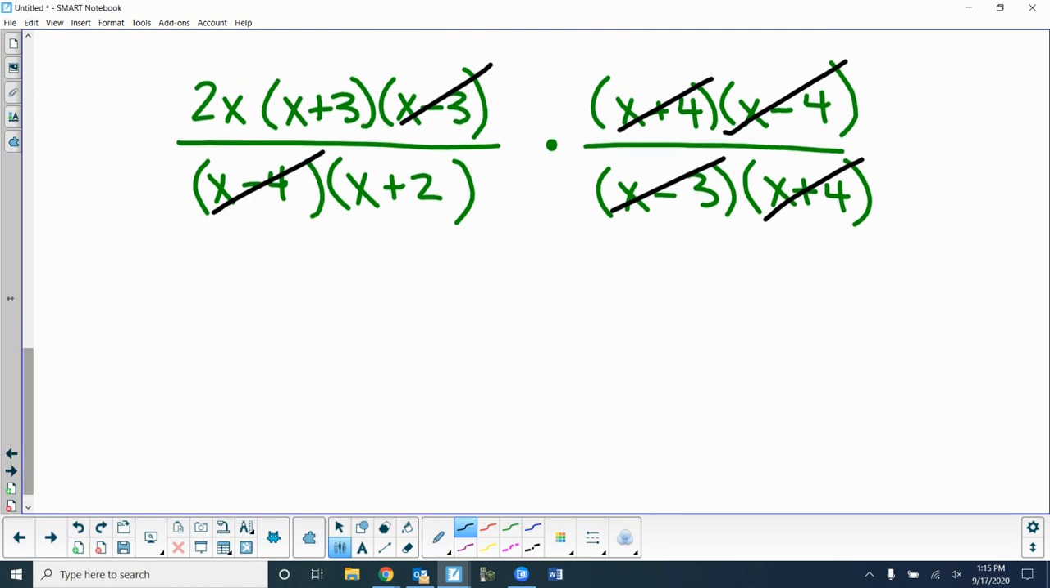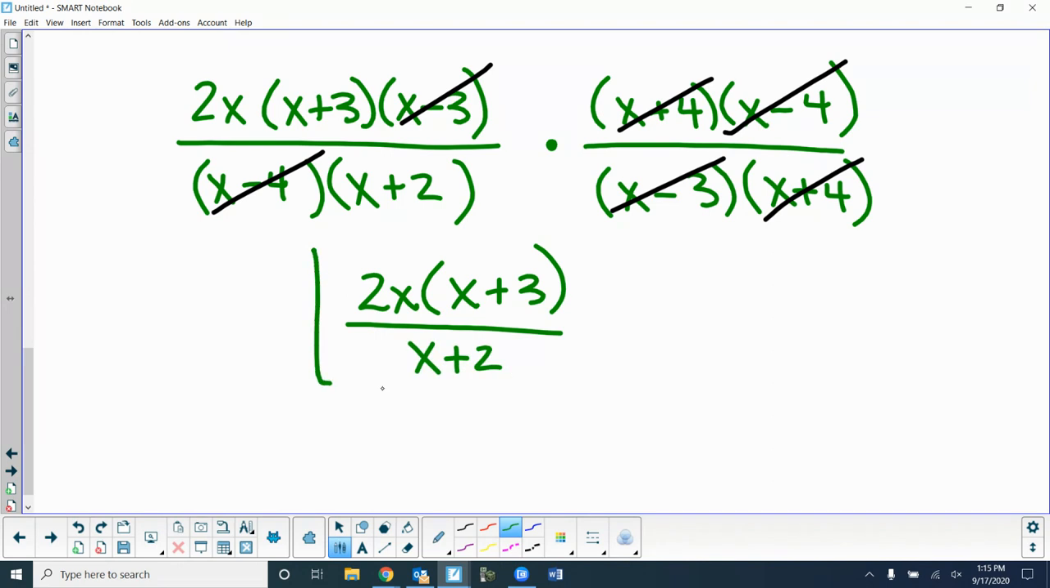So, my answer then is 2x times x plus 3, my numerator, and just an x plus 2 for the denominator. Can't go any further. So that's simplifying and multiplying and dividing some rational expressions. John, that one get your questions? Yeah. Good. Okay?